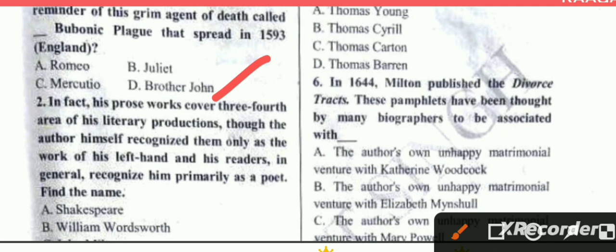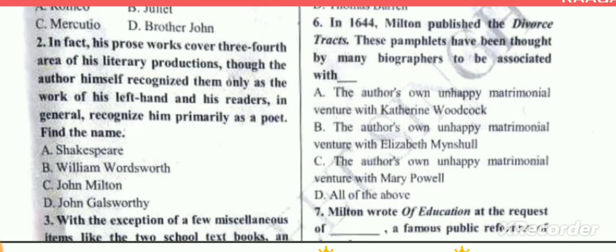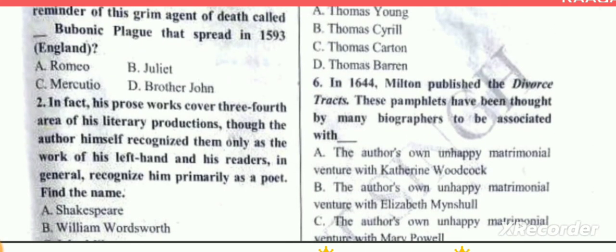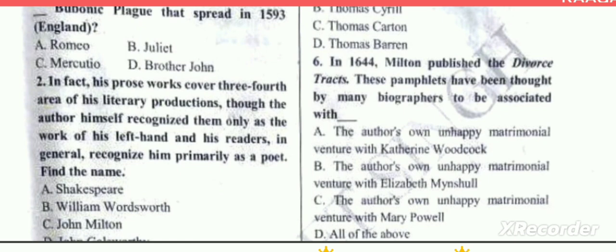Next question, the second one. Students, Brother John, everybody, there is one character in Romeo and Juliet, Friar John. That Friar John was sent by Friar Lawrence; if you read the story, you will get it. Friar John was, you can say, a brother of the Franciscan order. So Brother John is the correct answer here.